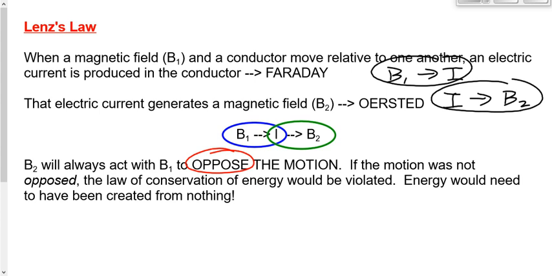So, we know there's got to be a magnetic force between the two magnetic fields. It has to oppose the motion in order to have not created energy from nothing, in order to have not violated the law of conservation of energy. Let's take a look at a couple of examples here that we can apply this new concept of Lenz's law to.